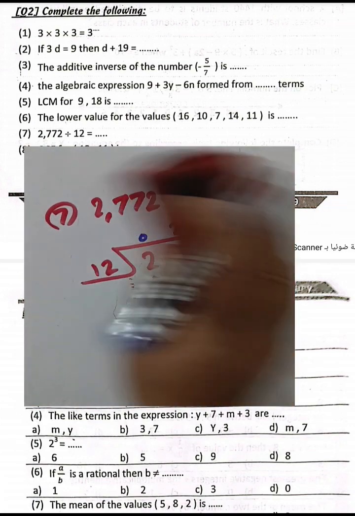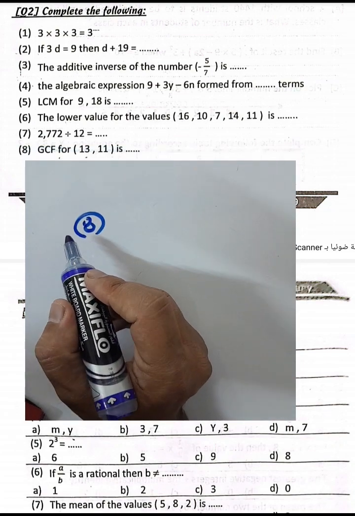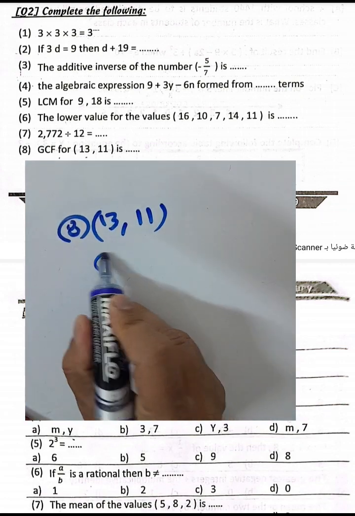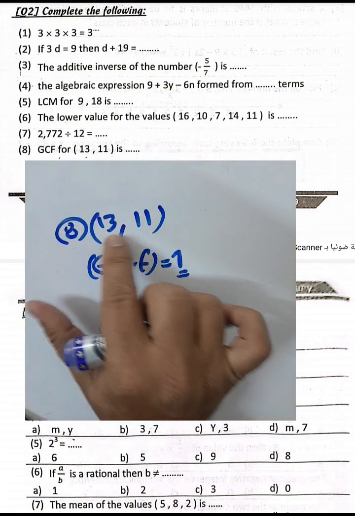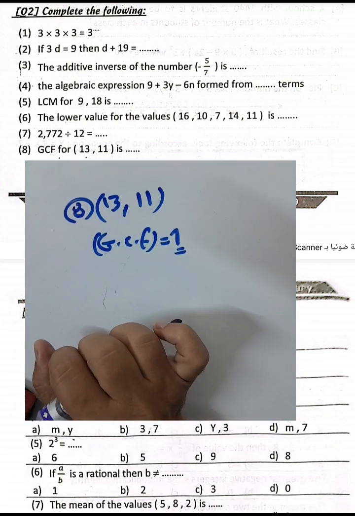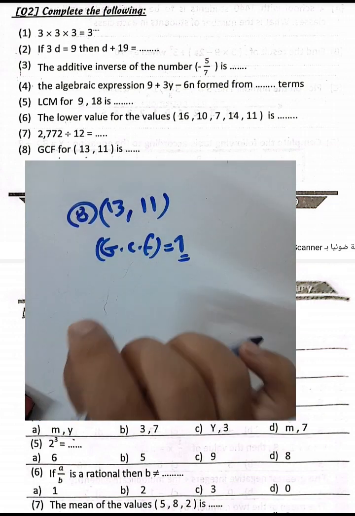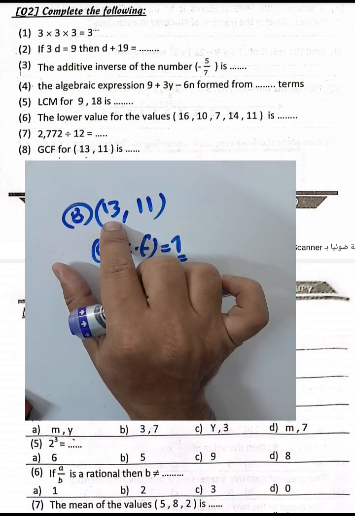Okay. Question number 8. Greatest common factor between 13 and 11. The greatest common factor will be 1. Why? Because 13 and 11, we call them relatively prime numbers. 13 and 11 can't be divided by any number except 1. Okay, understood? 13 is a prime and 11 is prime.